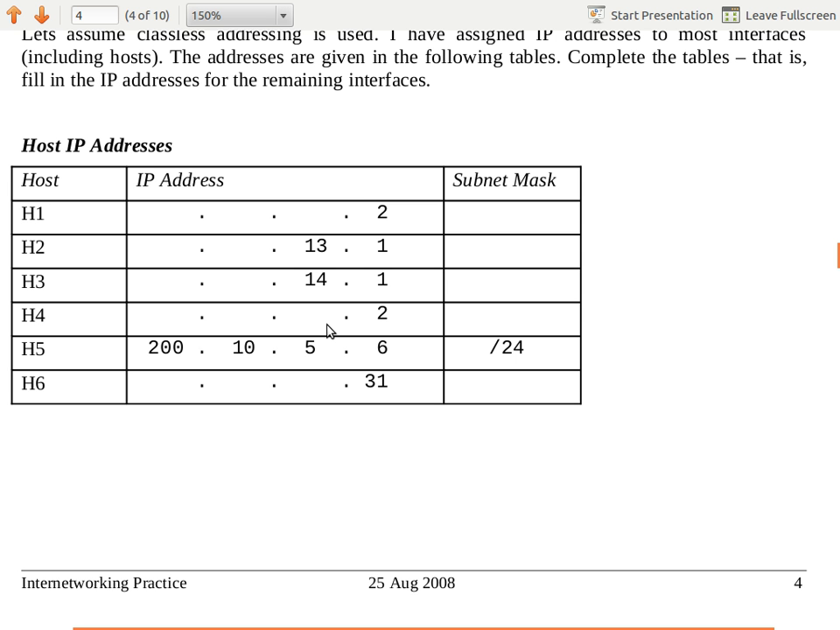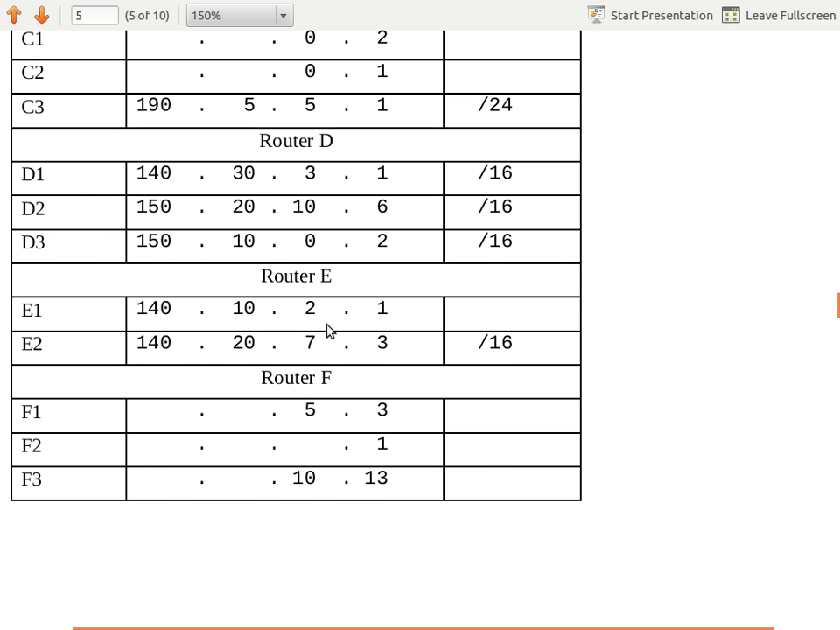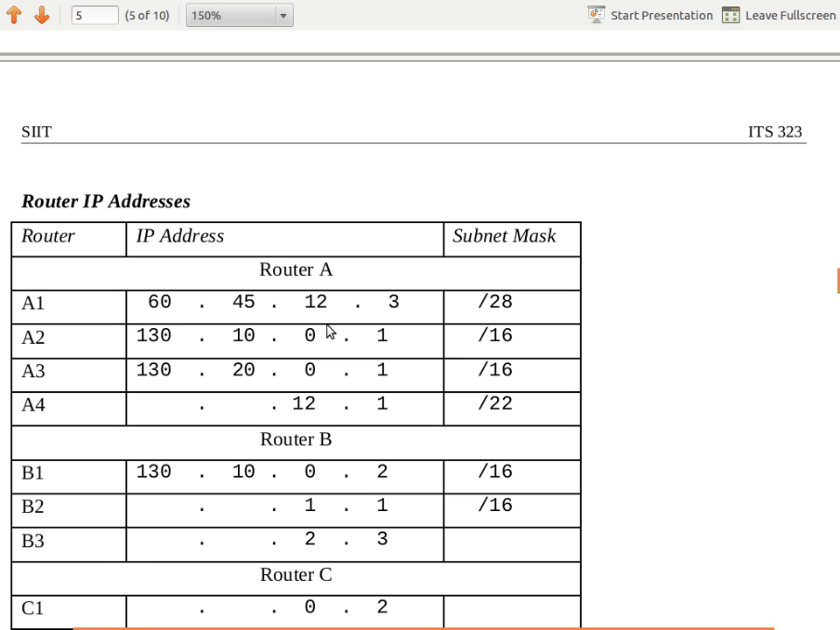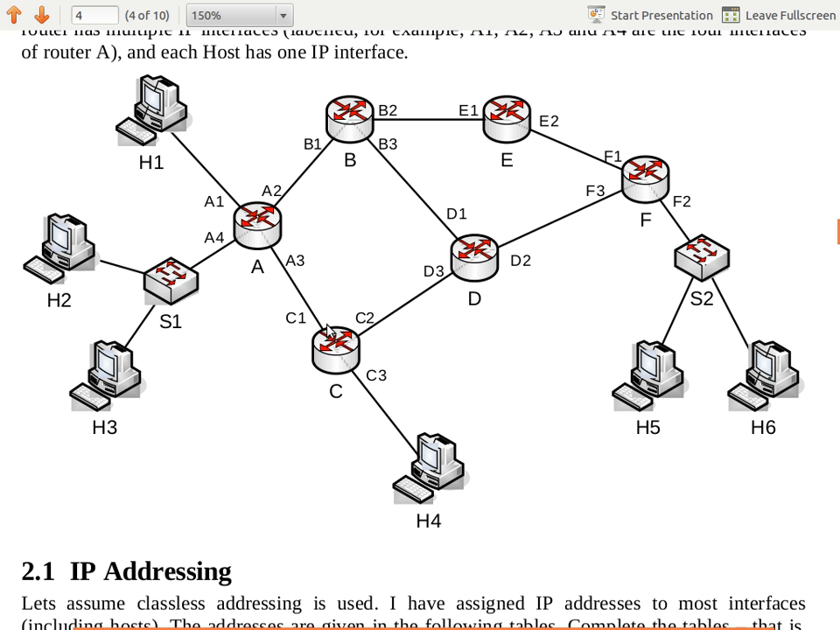Any questions about that approach? Try it briefly for which one? Try it for F2. What's the IP address for F2? F2, the interface of router F that is attached to this subnet with hosts 5 and 6 on it.